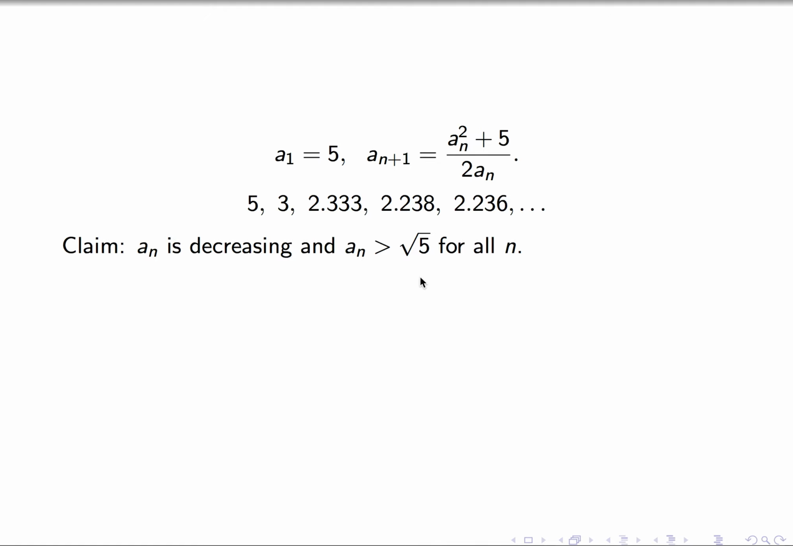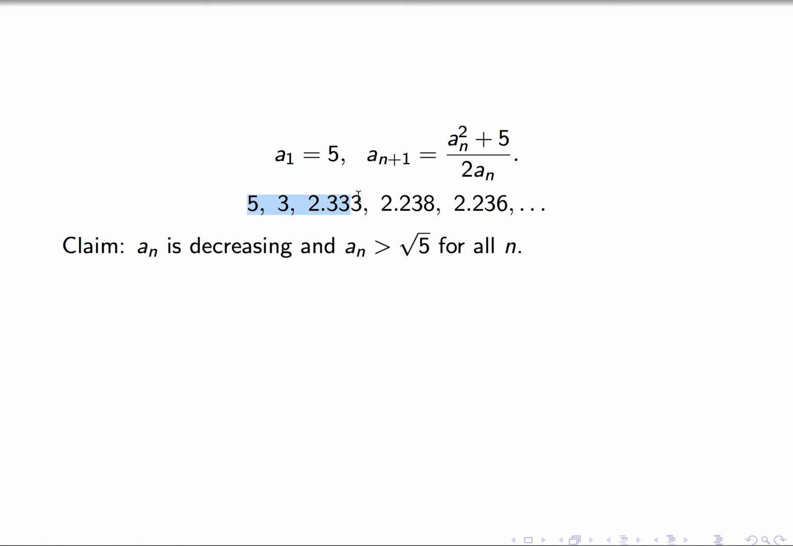This is going to be kind of a technical video. In class we're going to talk about this sequence where a₁ is 5, and the way we get the next term is, we square the previous term, add 5, and divide by twice the previous term. I've just written out some numbers here.